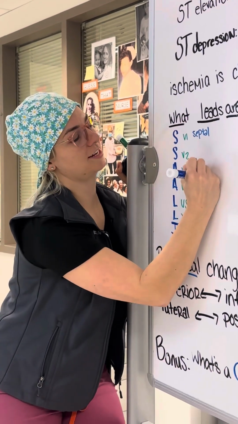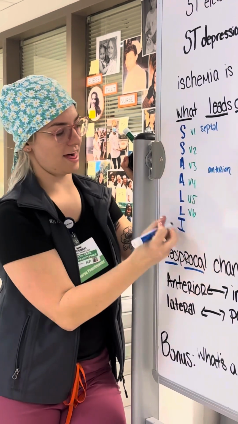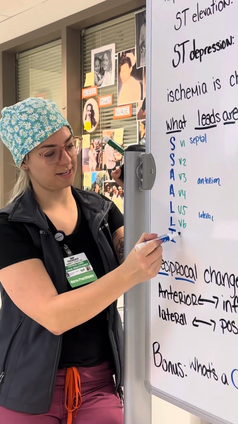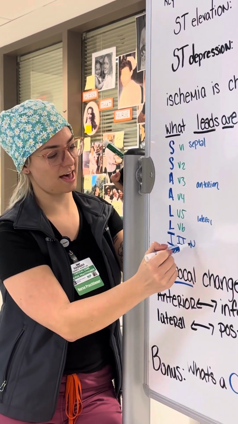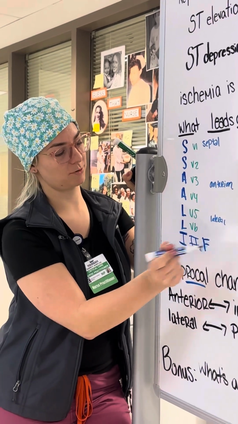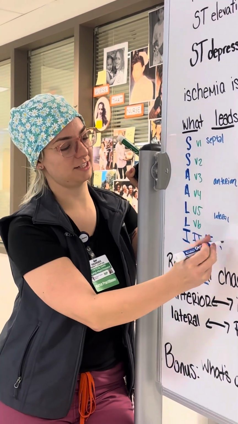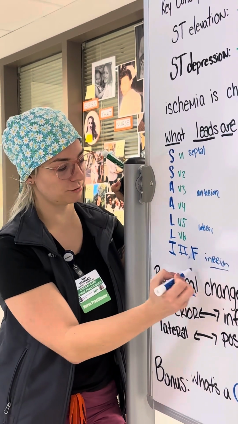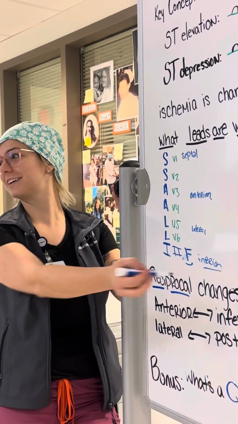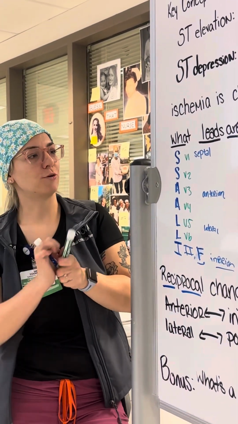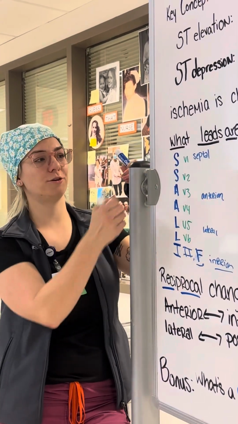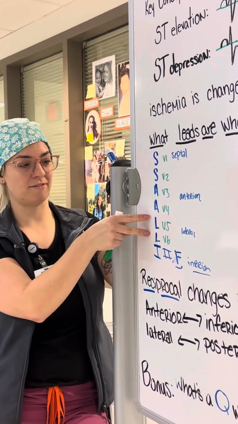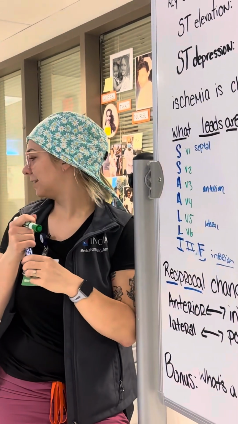The S stands for septal. The A stands for anterior. The L stands for lateral. And then the I stands for inferior, and AVF, because inferior has an F in it, so AVF, the F and F, inferior. So inferior, AVF, and the I's are just lead I. Sally with an I. If you have elevations in V1 and V2, those are both of the septals. Same thing with the A's for the anterior leads, and V5 and V6 are the lateral leads.